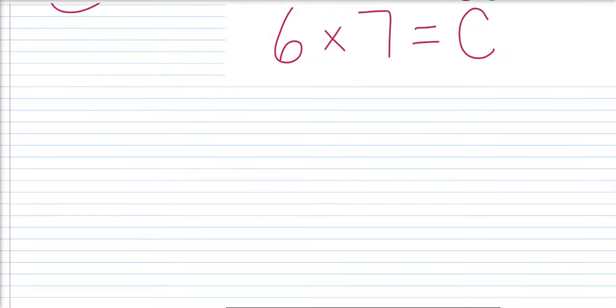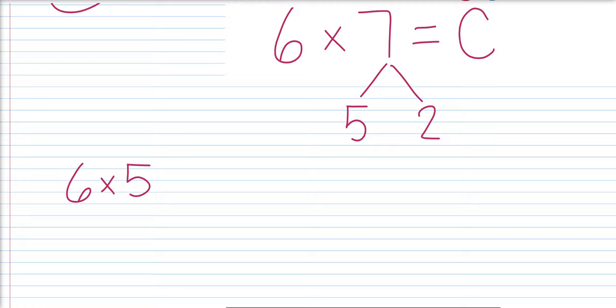I'm going to start with the 7. I'm going to break the 7 into a 5 and a 2. So now, to solve this problem of 6 times 7 equals C, I can actually make some smaller problems. I can make 6 times 5 and 6 times 2.